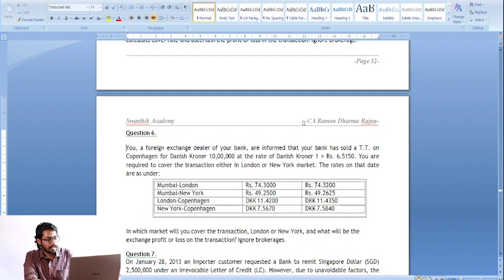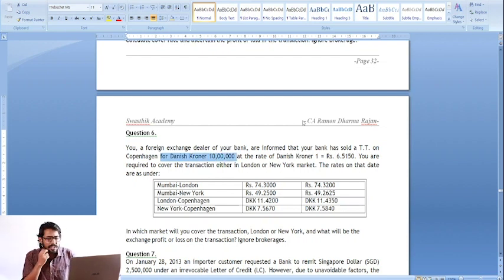In this question they are clearly saying you are the foreign exchange dealer of a bank. You are informed that your bank has sold a TT, which stands for telegraphic transfer, basically spot. TT means spot. Now you have sold, it's not in the forward market, you have sold now itself. TT on Copenhagen. Copenhagen is the capital of Denmark, for Danish kroner 10 lakh.